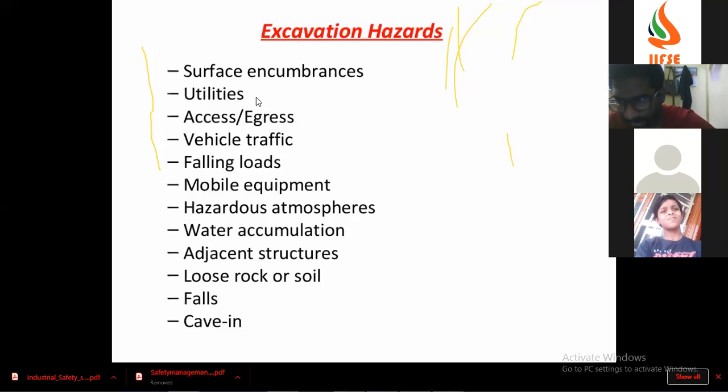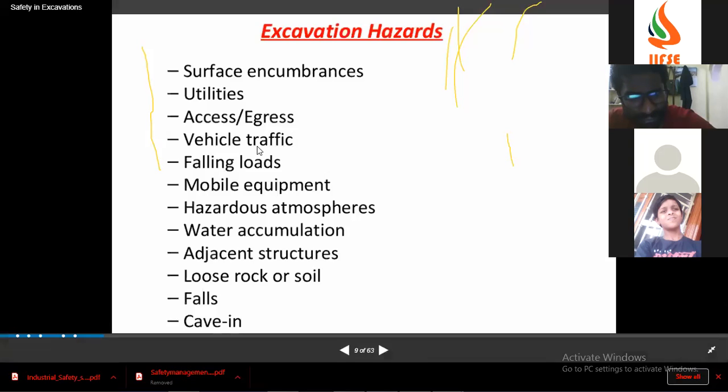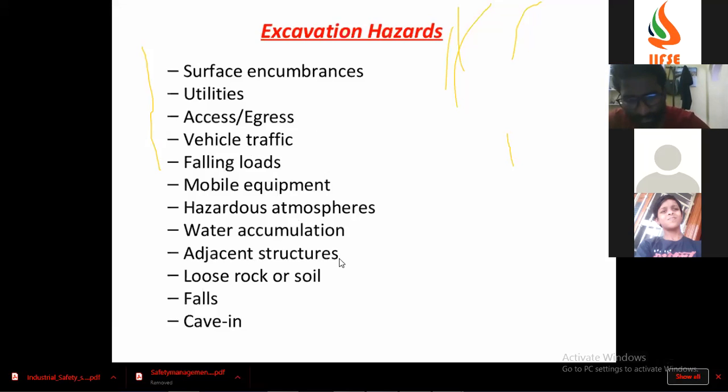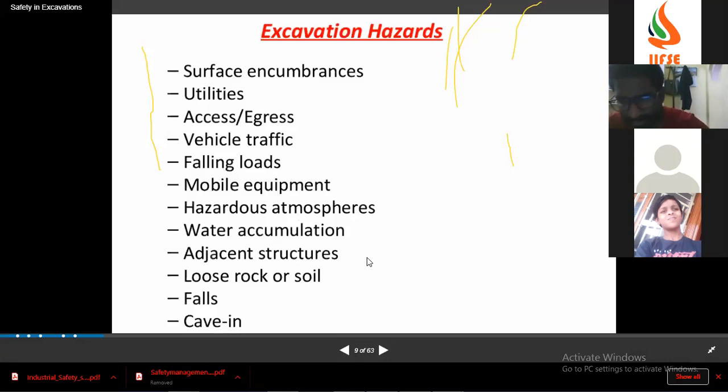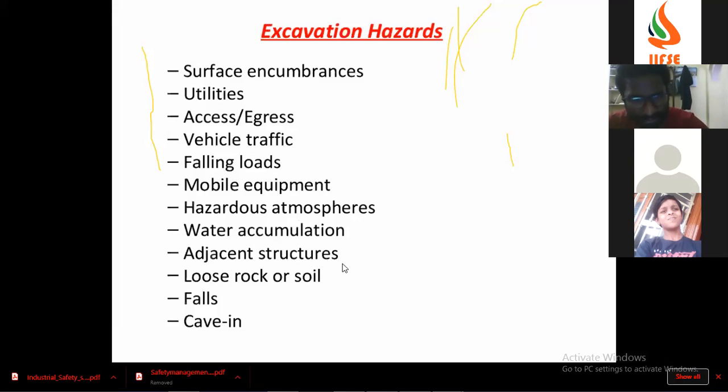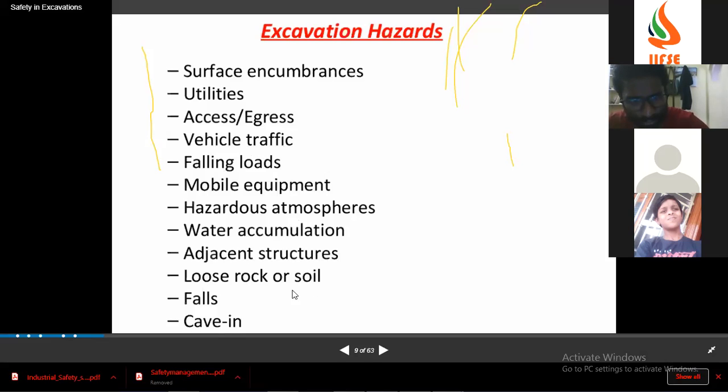Gas lines. Access and egress is also a hazard. Vehicles, traffic. Falling loads, mobile equipment. Loads may fall, and mobile equipment may be passing by the excavation areas. Hazardous atmosphere, water accumulation. Adjacent structures: why is it included? If you excavate near the columns of a neighbouring structure, the structure will collapse because it will reduce the strength of the column. Adjacent structures, loose rock or soil, falls or cave-ins. A cave-in means soil comes down completely and falls on a person.